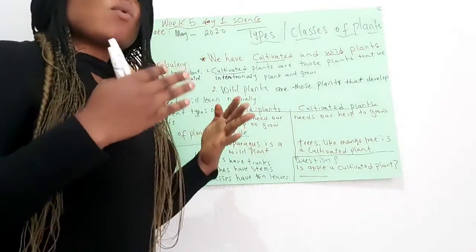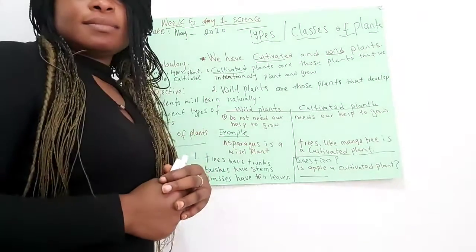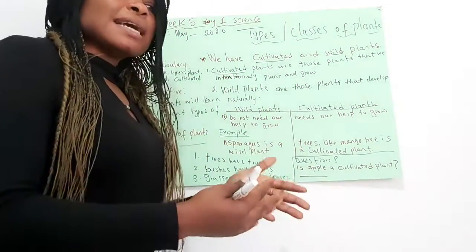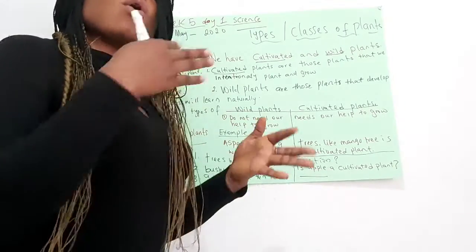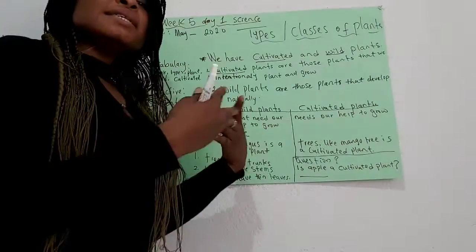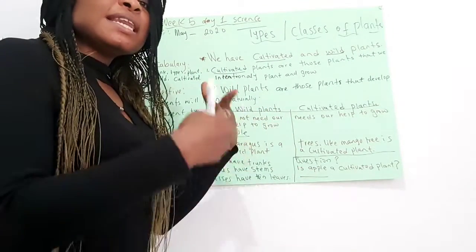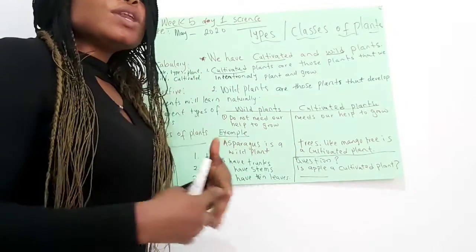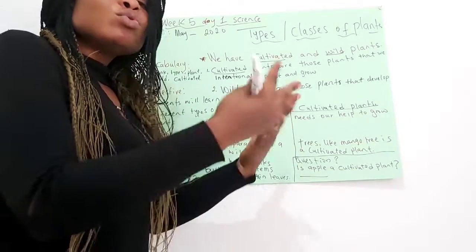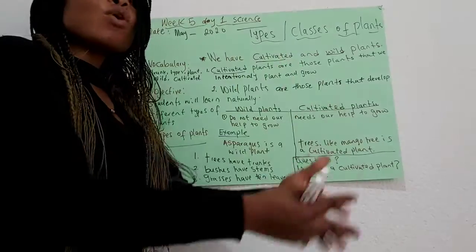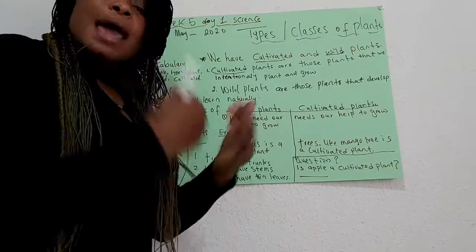Now, what is a wild plant? A wild plant is a plant that develops or occurs by itself. They occur or develop naturally. They don't need our help to grow. They are there by themselves and they can grow without our help.